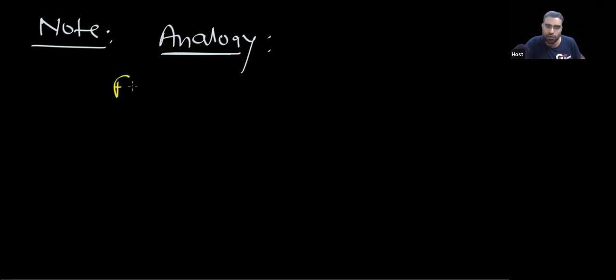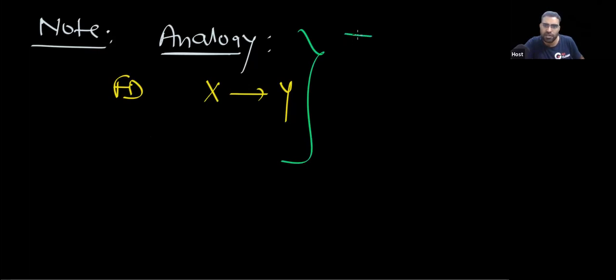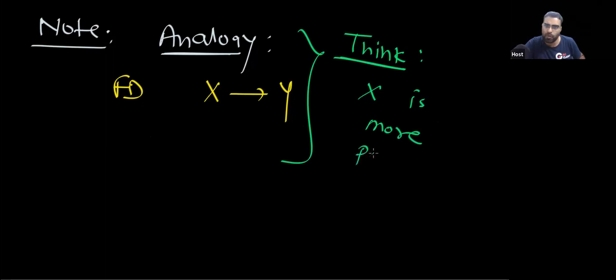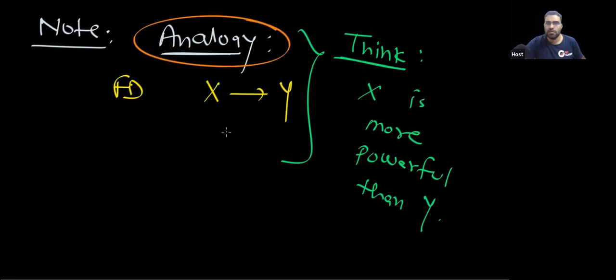This is just an analogy that if you have this FD, X determines Y, then X is more powerful than Y. You can think like this, because X can determine Y. Remember, this is just an analogy. This is not a concept. Is this clear? I am just telling you the analogy that you can think like this, that X is more powerful than Y because X can determine Y.